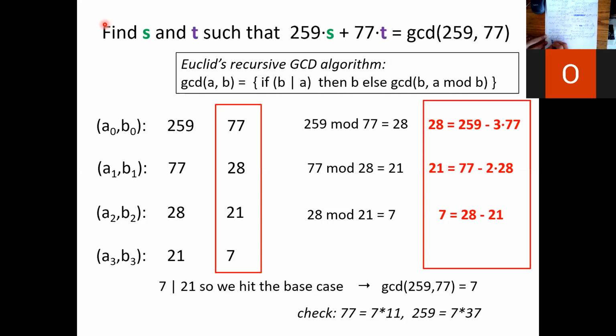You definitely don't need to memorize what these things are. That's not the point. The point is that 7 is representable as some linear combination of 259 and 77. This is the S, and this is the T that I was searching for. And the way to compute these is to go back through this code.